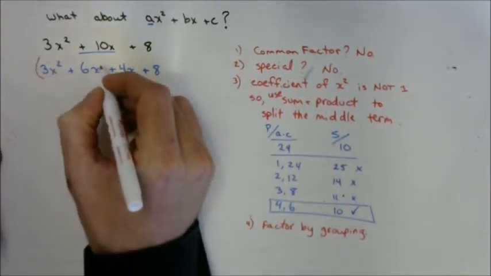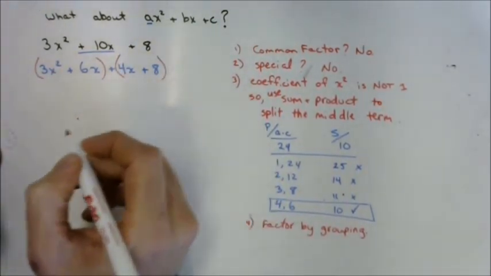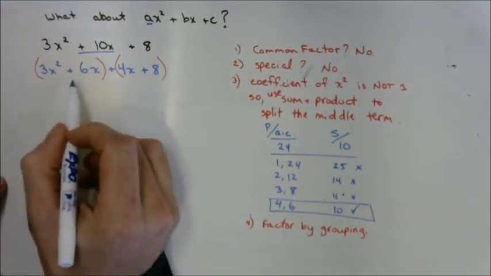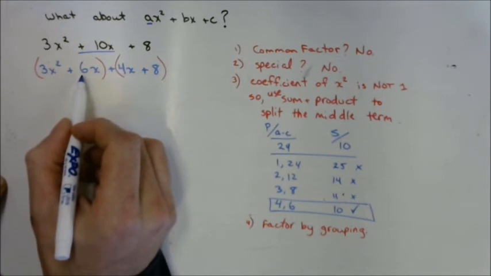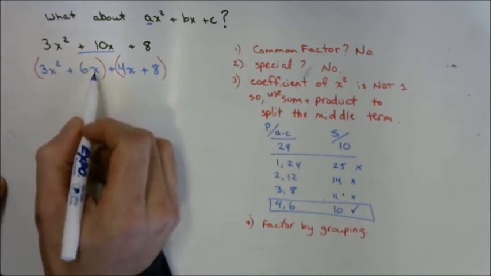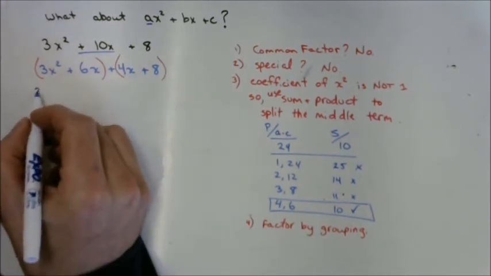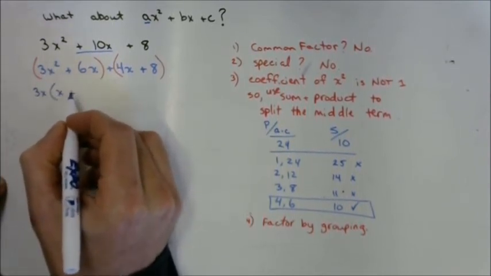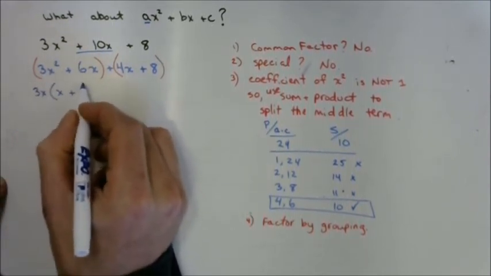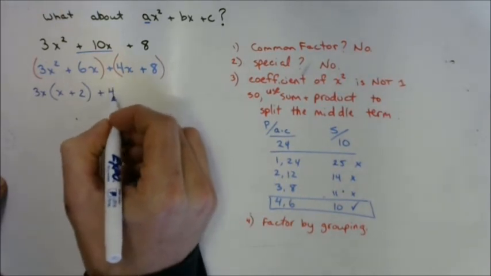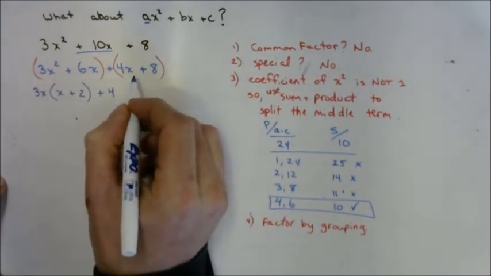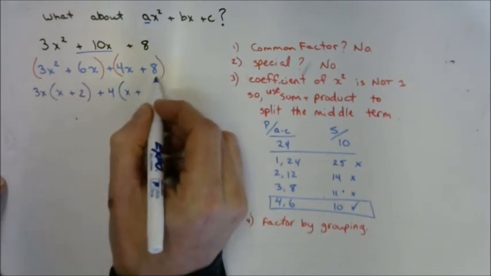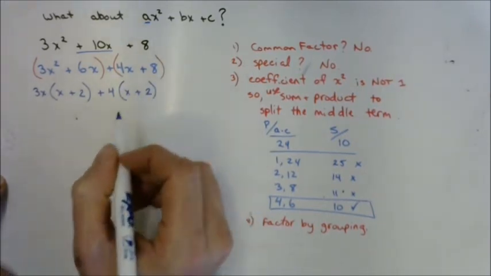So, group these two guys, group those two, and look at each of these groups, pull out a common factor here. The common number is 3, and they both have at least one factor of x, so I'm going to pull out 3x, leaving me with x plus 2. Over here, I can factor out a 4 from each term. That's the greatest common factor. It's going to leave me with x plus 2.